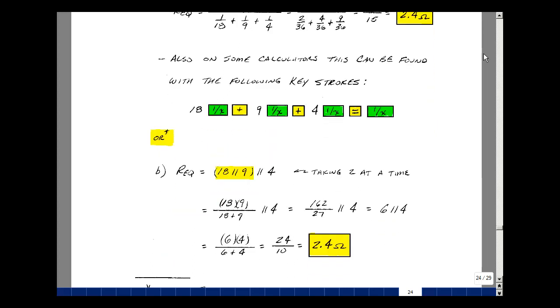Now let's try the same example using the shortcut of two at a time. I'll take the first two resistors and take their product over the sum. So 18 times 9 is 162 over 18 plus 9, which is 27, and that turns out to be 6. And then we'll take the product over sum of 6 and 4, which is 24 over 10, and again get 2.4. And so this is another technique for getting an answer, just taking them two at a time.